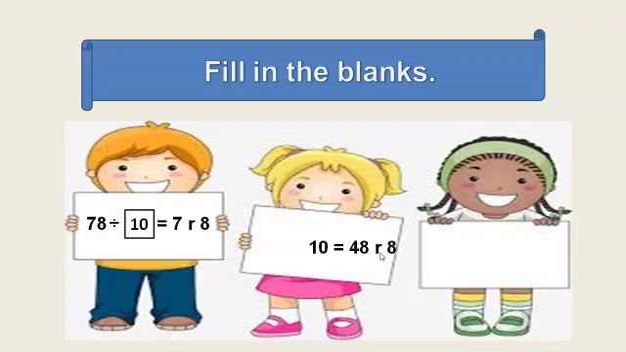Now see the next one. Dash divided by 10 is equal to 48 remainder 8. Simple. Just remove R. The number would be 488. So 488 divided by 10 is equal to 48 remainder 8. Next blank. 49 divided by dash is 4 remainder 9. Guess? Yes, 10. 49 divided by 10 is equal to 4 remainder 9.